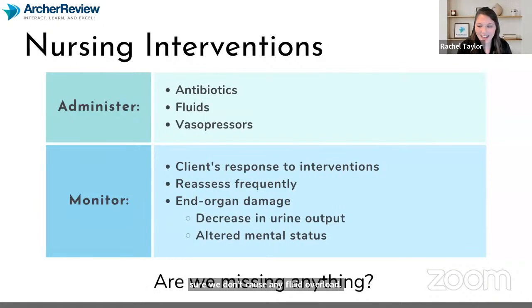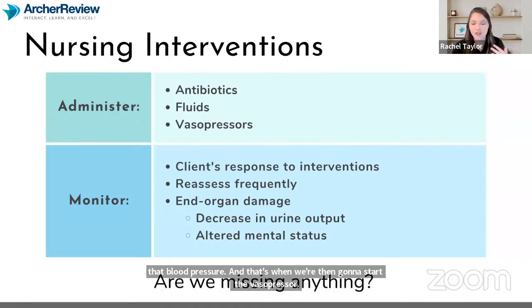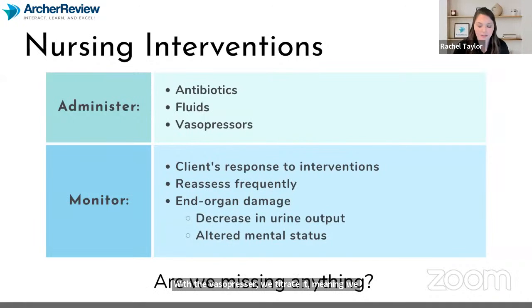Nice. You guys are getting it. But we're going to give a couple because we want to bring up that blood pressure. And that's when we're then going to start the vasopressor. With the vasopressor, we titrate it, meaning we adjust the dosage to keep the MAP typically above 65. So how would you want to monitor? What things would you want to monitor? Let me know in the Q&A, in the chats, how would you monitor this client?